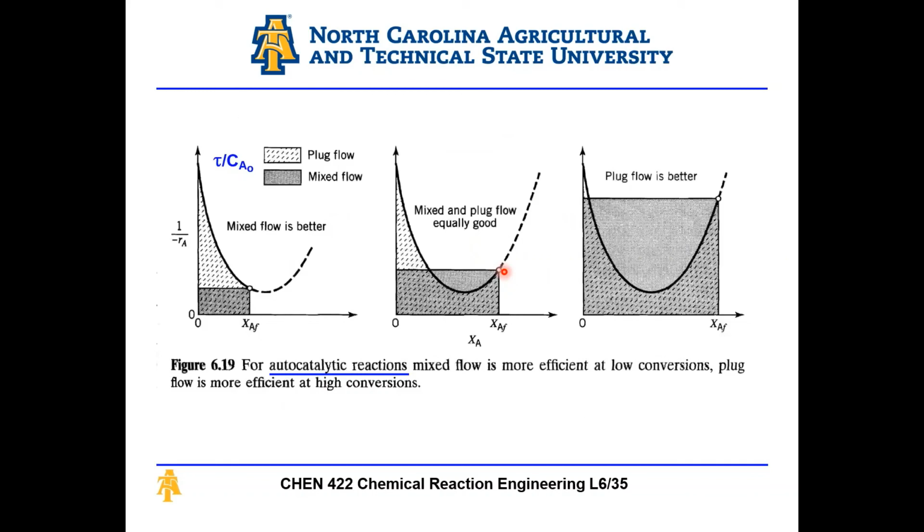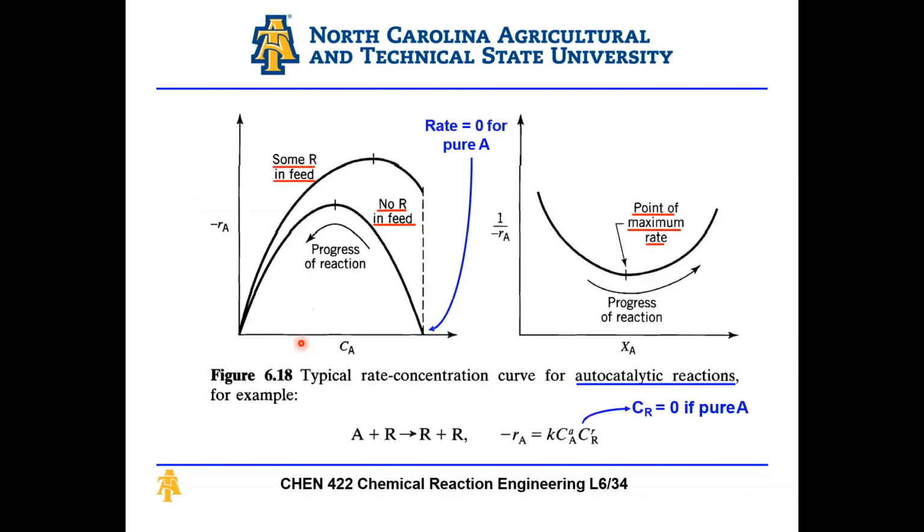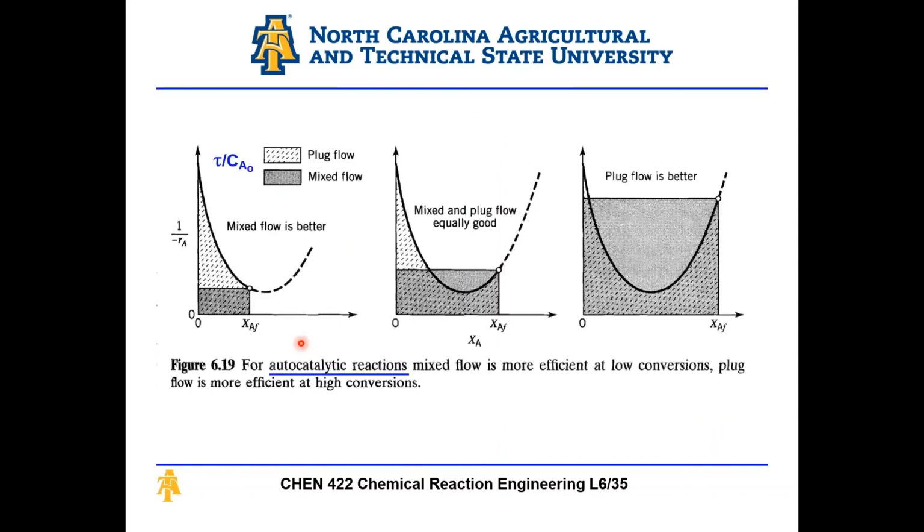We want to look at 3 cases for an autocatalytic reaction. For autocatalytic reactions, mixed flow is more efficient at low conversions, and plug flow is more efficient at high conversions, okay? So the point we're trying to illustrate here is that if you have an autocatalytic reaction and you want to select the best reactor or the best combination of reactors, you need to understand that for low conversions, CSTR is more efficient. For high conversions, PFR is more efficient.